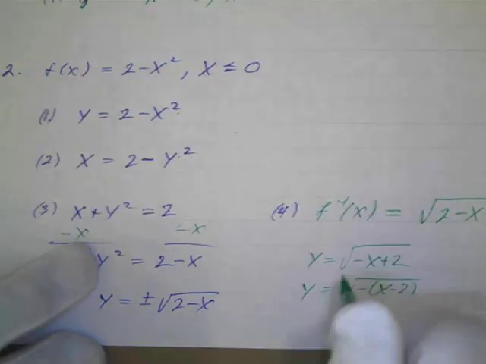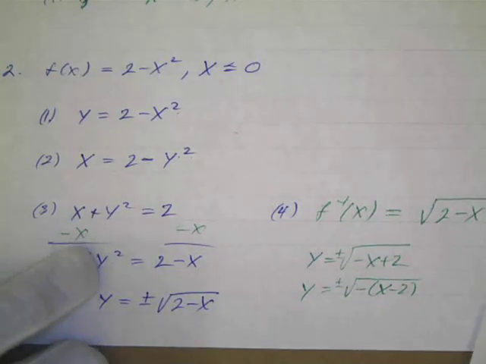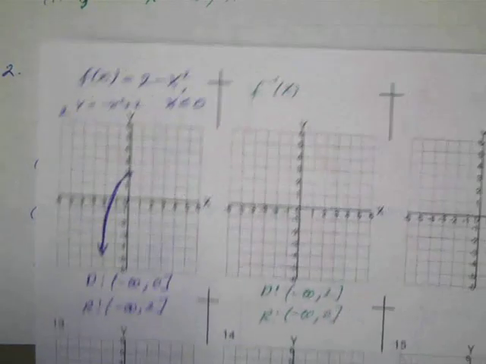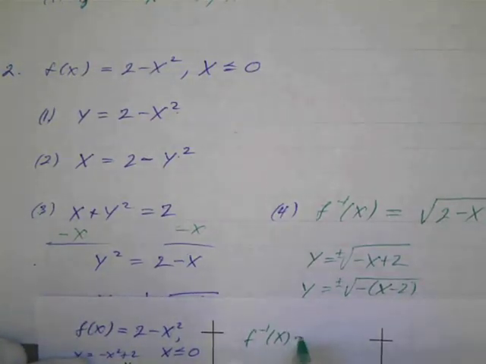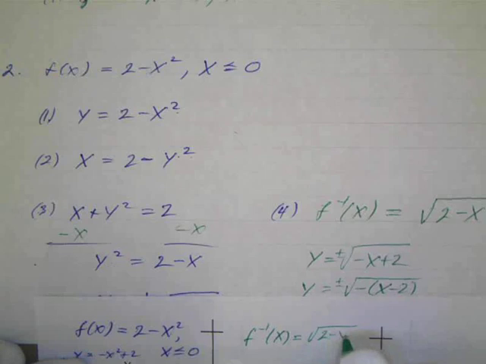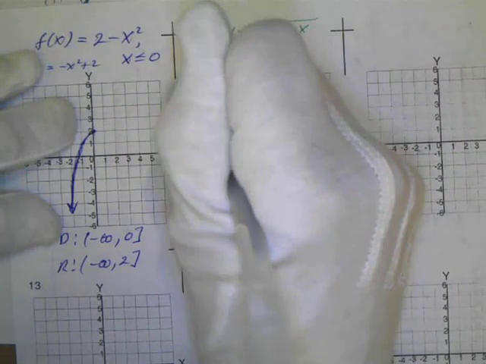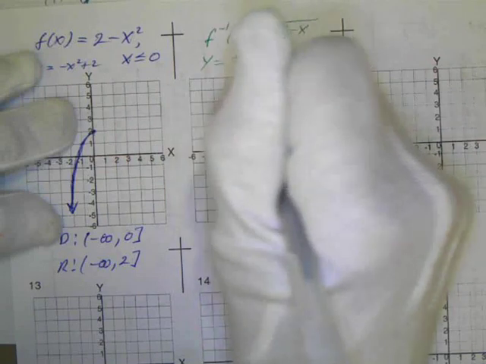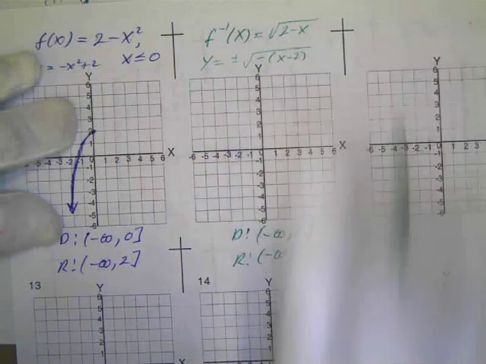Okay, but remember, it's still going to have a plus or minus. So we have to graph the plus or minus and then decide what we're going to use. So let's go over here. So I'll write my original function, or my original inverse function, in this form. But I'm going to actually graph this one over here. So what's that going to look like?